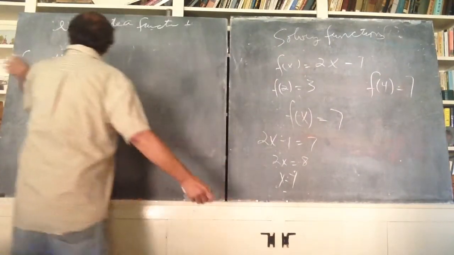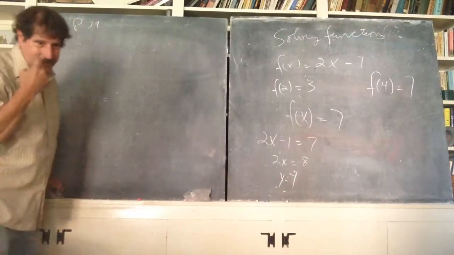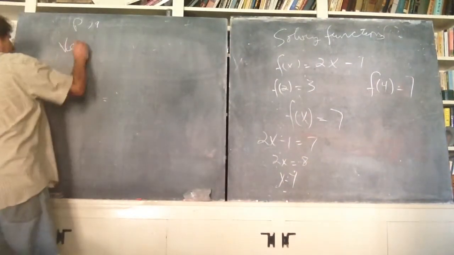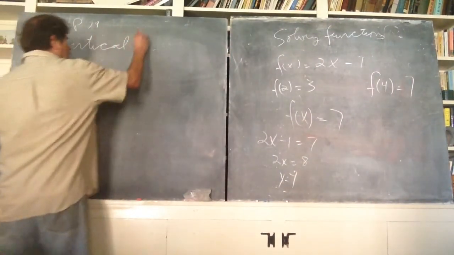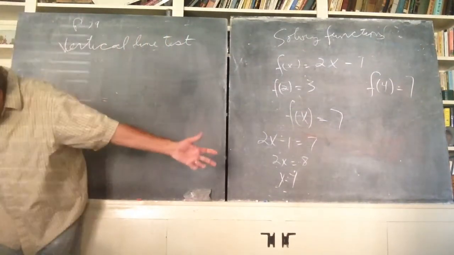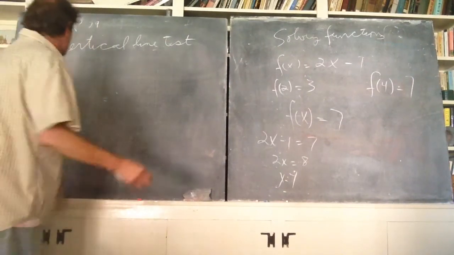Just a couple of things. Page 19 in your text. I asked you to do all of page 19 in your text. It's called the vertical line test. And I say do all of page 19 because you should glance at it and say, oh, yes, yes, no, yes, yes, no, yes, no, yes. Whatever it is.